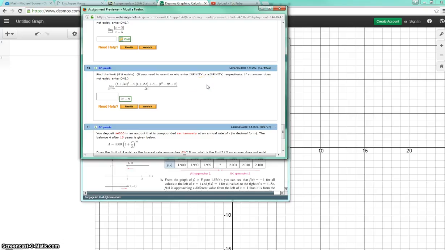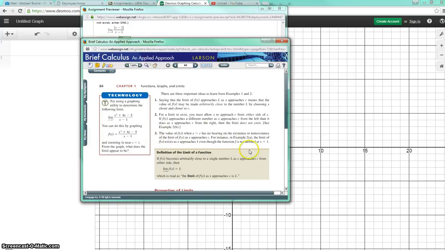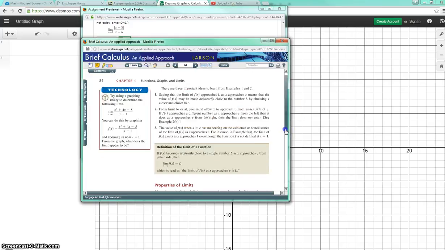So, chapter 1, section 5, we're going to talk about limits. And again, it's this definition. As we get really, really close to some x value, we have the possibility of getting really, really close to some y value, and that y value is our limit.